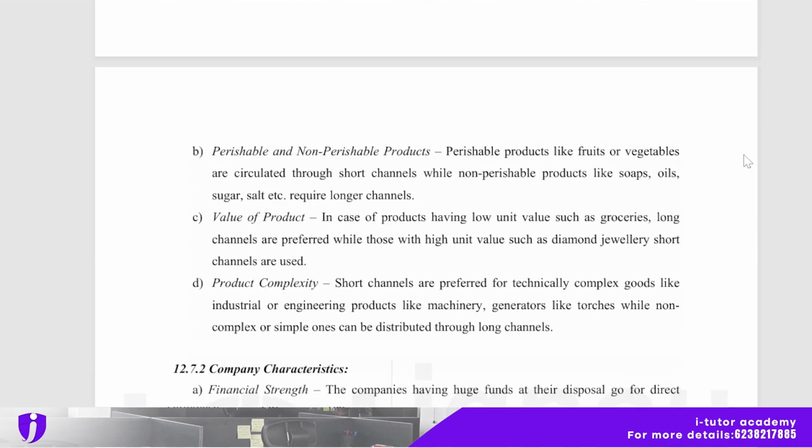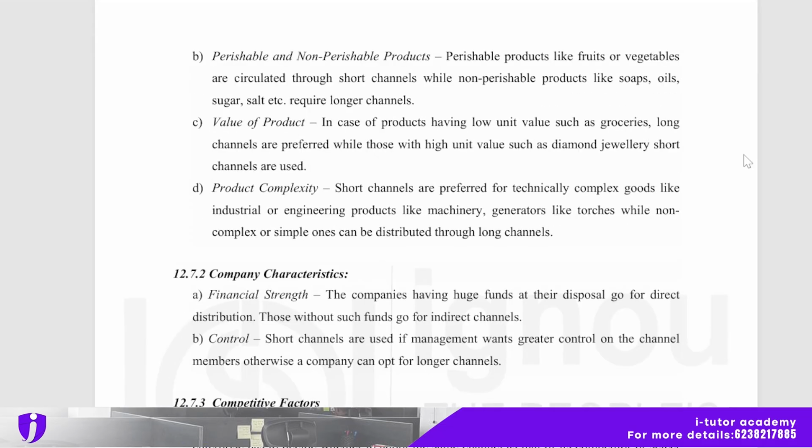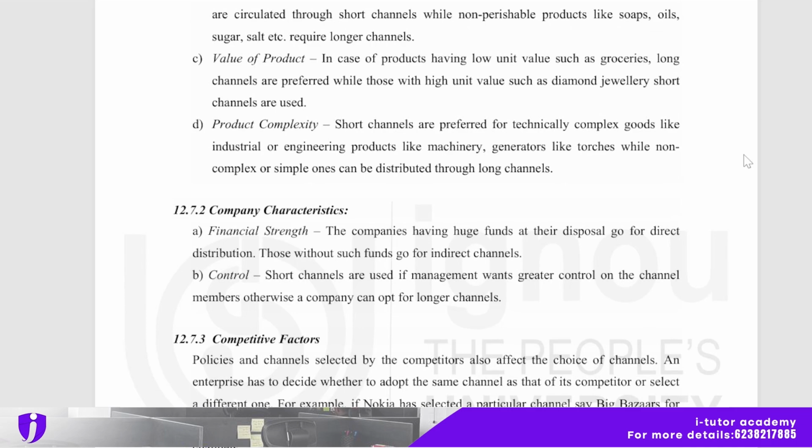Next is perishable and non-perishable product. Perishable products like fruits and vegetables are circulated through short channels, while non-perishable products like soap, oils, sugar, salt, etc. require longer channels. In case of products having low unit values such as groceries, long channels are preferred, while those with high unit values such as diamond jewelry, short channels are used. Product complexity: short channels are preferred for technically complex goods like industrial or engineering products like machinery, generators, while non-complex or simple ones can be distributed through long channels.